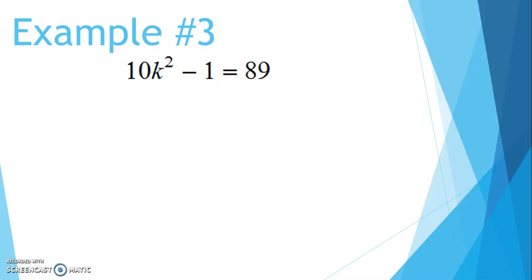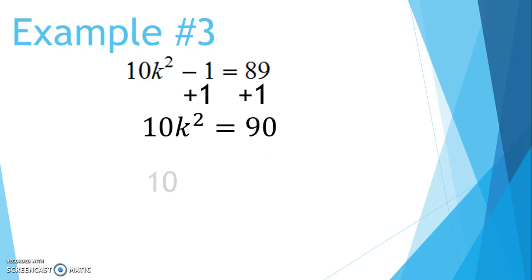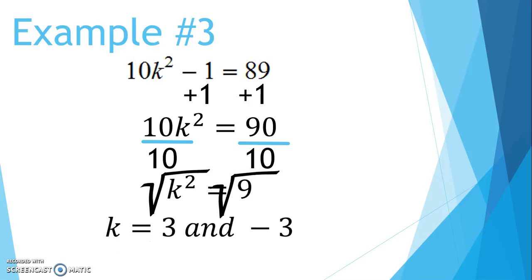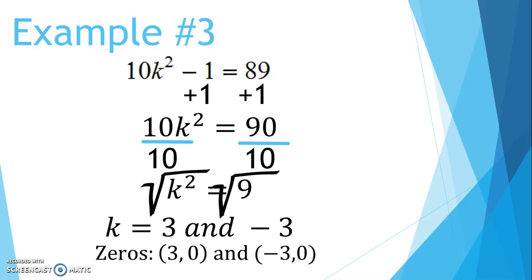Here's our next example. Remember, if this 10k squared minus 1 equals 89, if that was just a k, we're going to solve it the same way. Just at the end, we're going to take a square root. So we're going to add 1 to both sides, and we get 10k squared equals 90. We're going to divide both sides by 10, and we get k squared equals 9. Remember, to get rid of that square, we're going to take a square root. And our answers are not just 3, but also negative 3. So our zeros are 3, 0 and negative 3, 0.